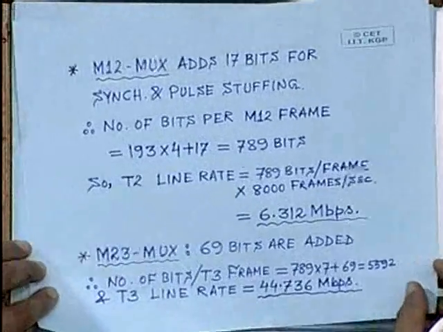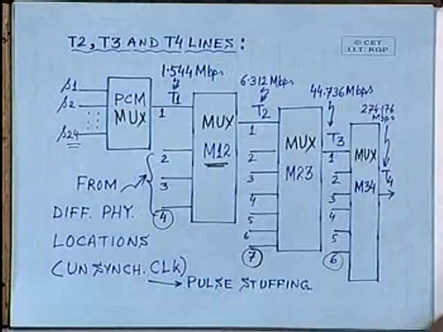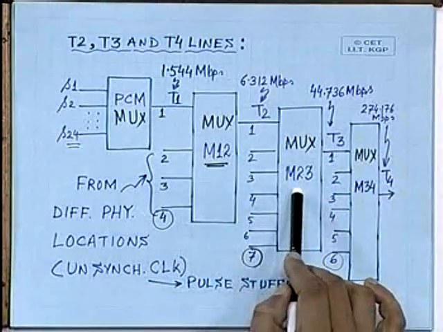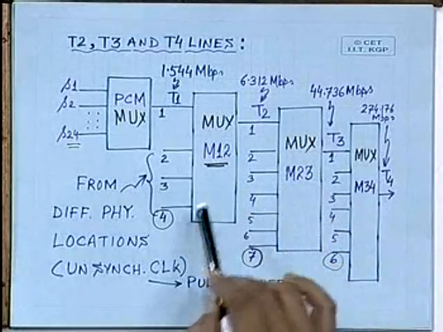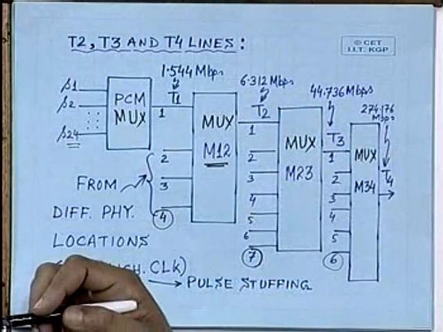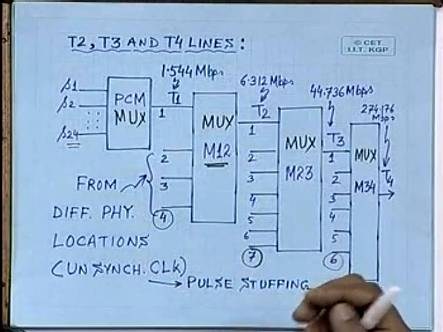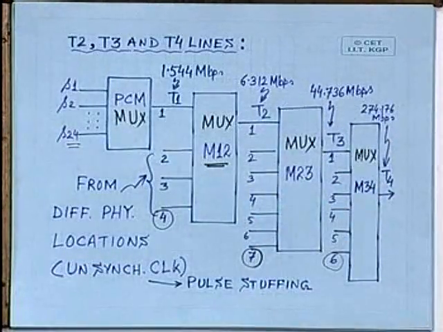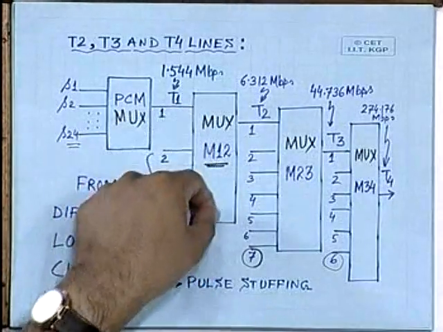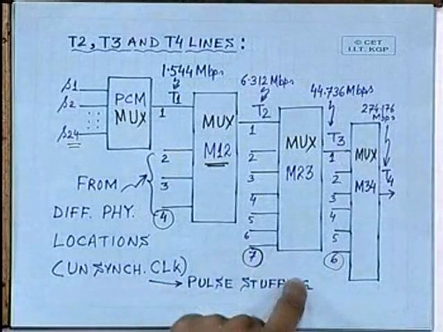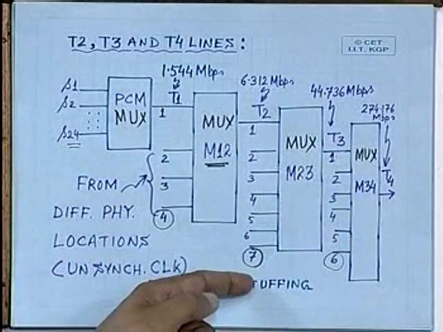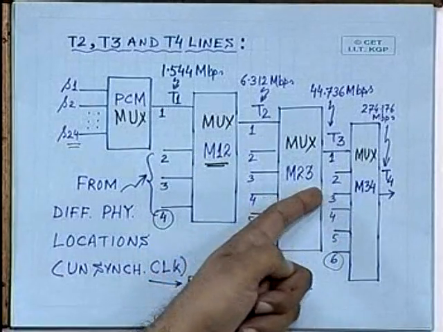Okay, somewhat similar is the story upstream. At the next level of multiplexing, M23, it takes 7 such T2 inputs, each at 6.312 megabits per second. But again, I can imagine that these inputs may be from different places. So their oscillators may not be synchronized, and hence the provision for pulse stuffing should be there. And ultimately, the 7 such channels are multiplexed at this level.